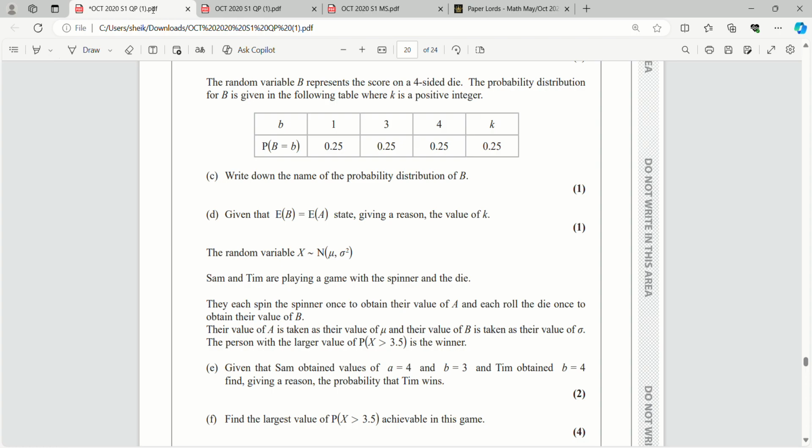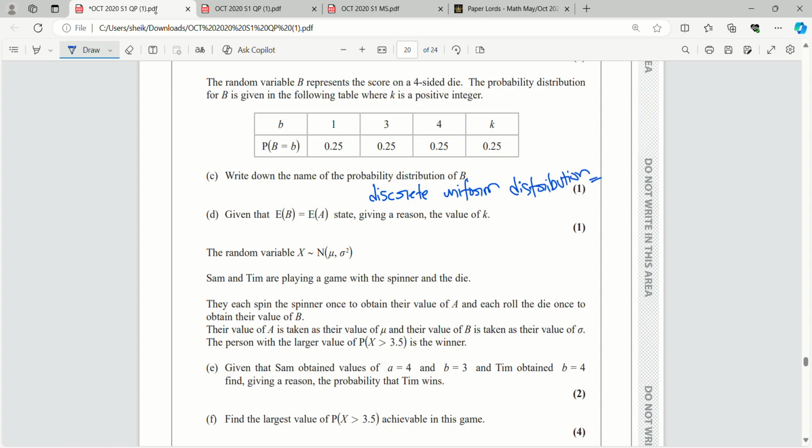The random variable B represents the score on a four-sided die. The probability distribution for B is given in the following table where k is a positive integer. Write down the name of this sort of probability distribution. As you can see, all the probabilities are the same. This means there are three keywords to this. They are called discrete uniform distribution. You have to write the entire thing.